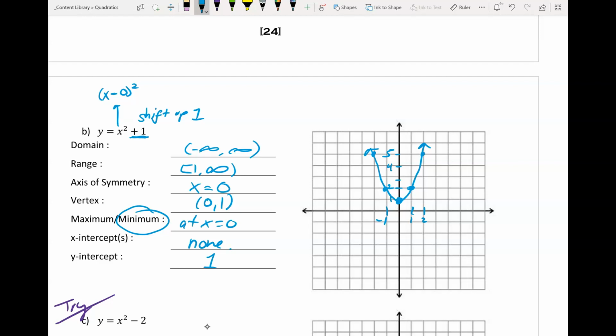Go ahead and try the next one. This time we're going to move down by 2. So you're going to look at your parent function, y equals x squared, and move it down by 2.